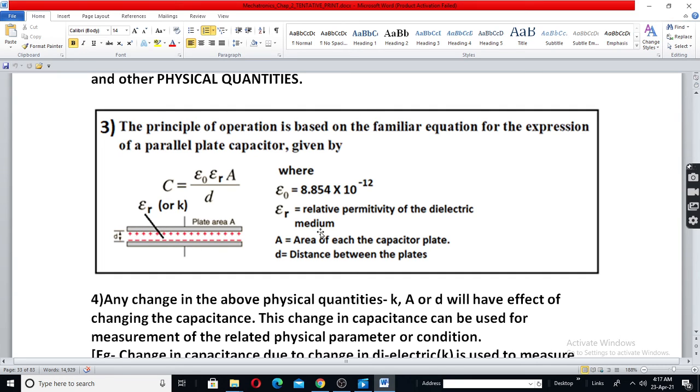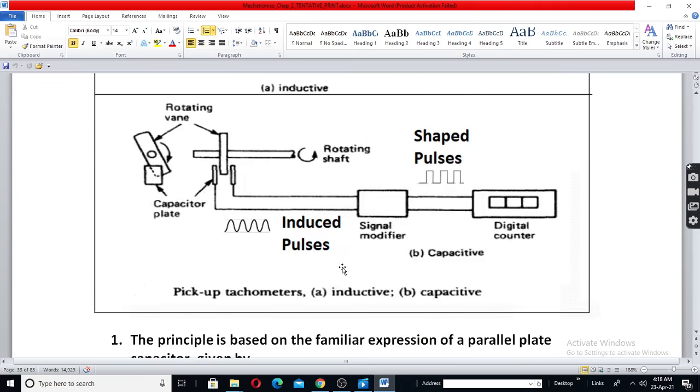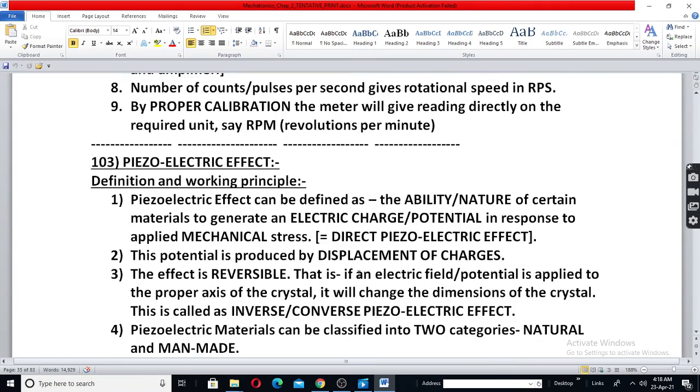So the effective area will be reduced to only this much. If you move the upper plate to the right side, say 1 or 2 centimeters, this much area becomes invalid, and again this much area becomes invalid. Effective area will be only this much. So the capacitor's value will change, which can be used for measurement.